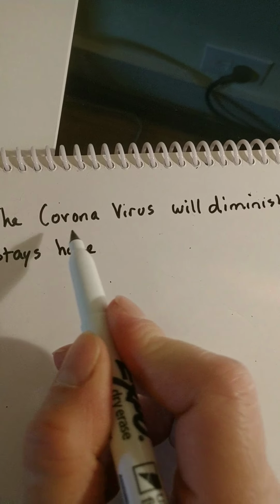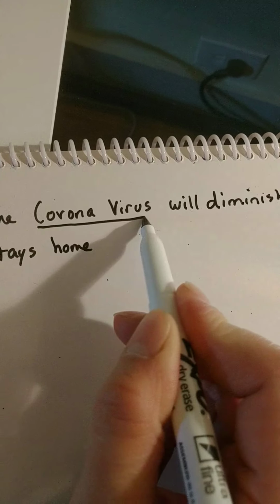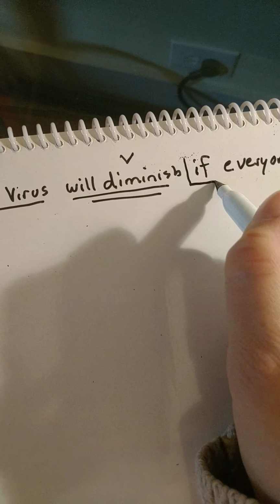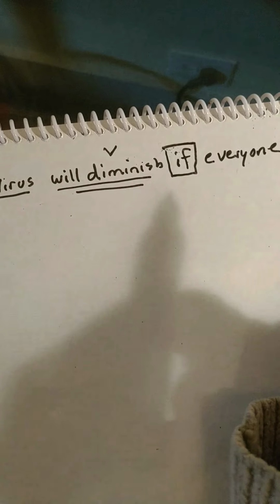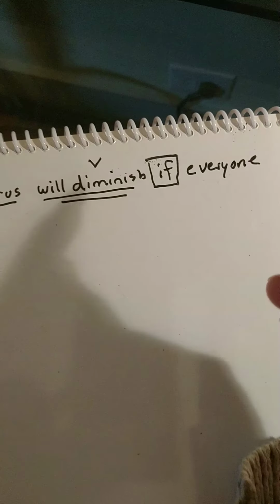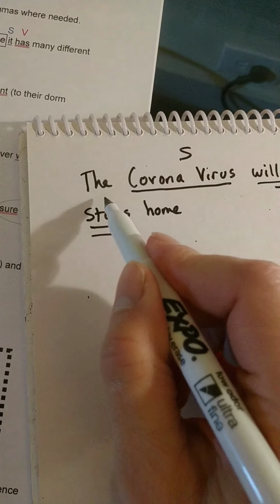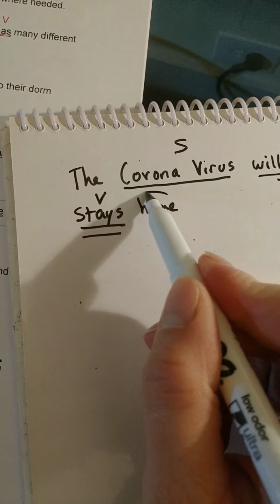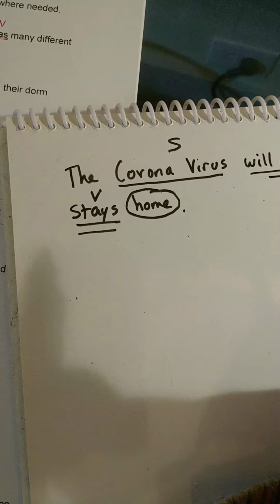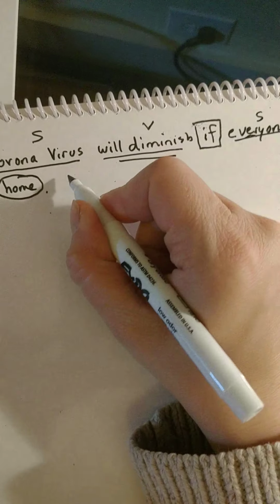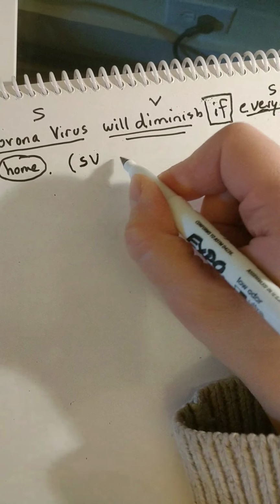Okay, so first of all, here we have the subject of the first sentence. Will diminish is my verb. And then here we have our subordinating conjunction. I'm going to put a box around it. If everyone stays, everyone should be a subject. Stays is a verb. Where should they stay? Home. So home is the object. Okay, so that's an example. And here we have, for our sentence pattern, subject, verb, if, subject, verb.